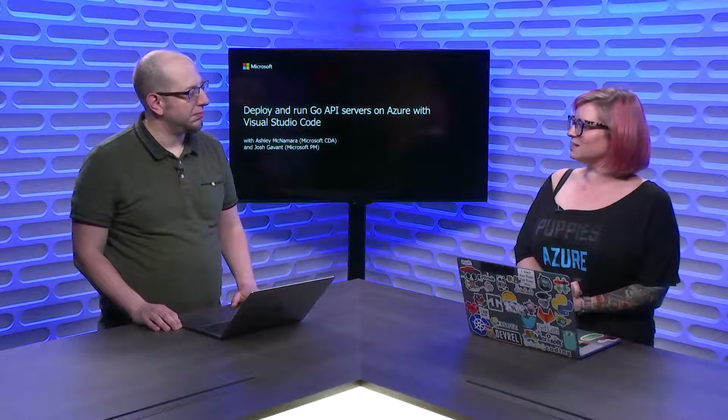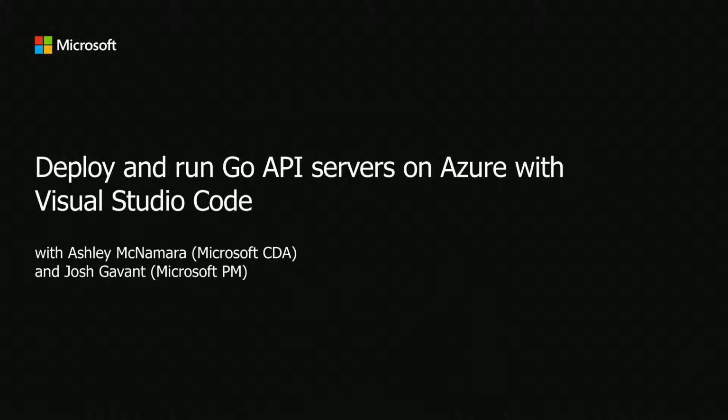Today we are going to do some fun stuff with Go, and to start off, Josh is going to talk us through a couple of slides, and then we have a demo for you. Yes, we are going to deploy an API server backed by one of Azure's databases, Cosmos DB.